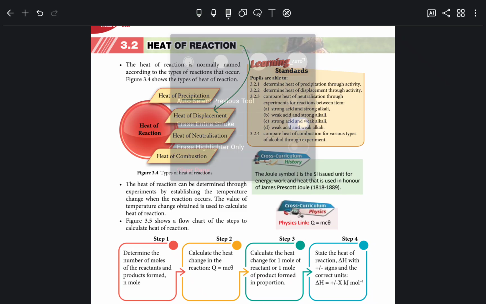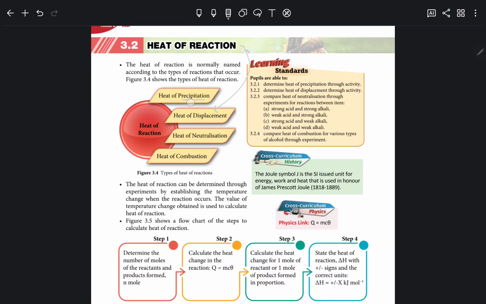Okay, kalau dalam bahasa Melayu, haba pemendakan terbentuk apabila proses dua garam larut kita gabungkan dia bentuk garam tak larut kan. Tu suatu proses. Displacement maksudnya penyesaran, okay? Penyesaran. And then neutralization, peneutralan. Combustion melibatkan pembakaran yang ada oksigen.